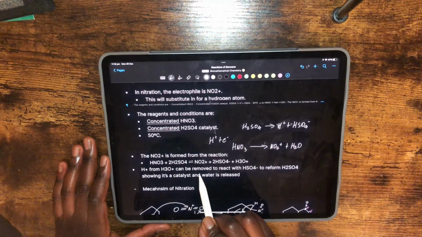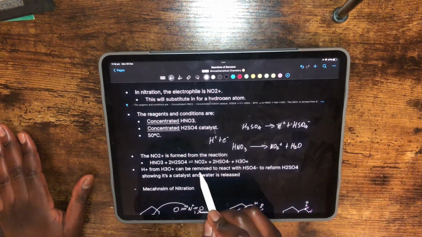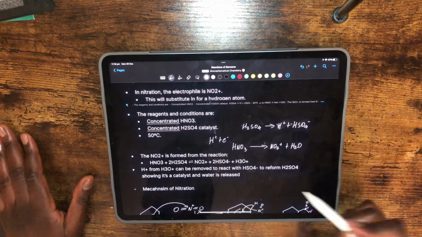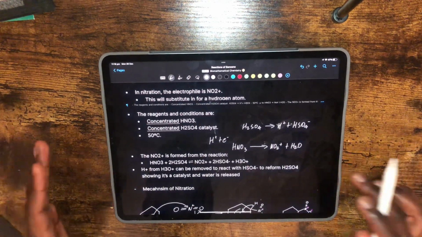And you don't have to show this, but just to show you that it is a catalyst, the H+ from H3O+ can be removed to react with HSO4- to reform H2SO4, showing that it's a catalyst, and water is also being released, right?